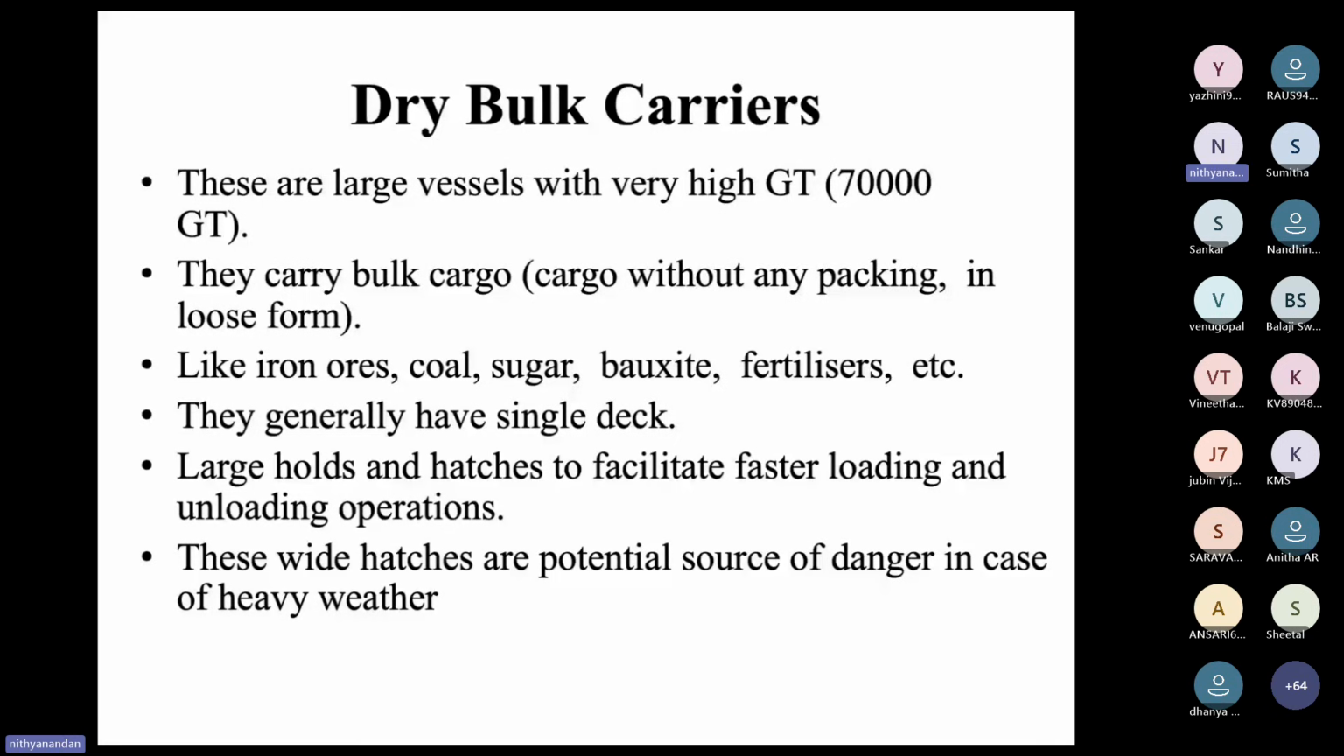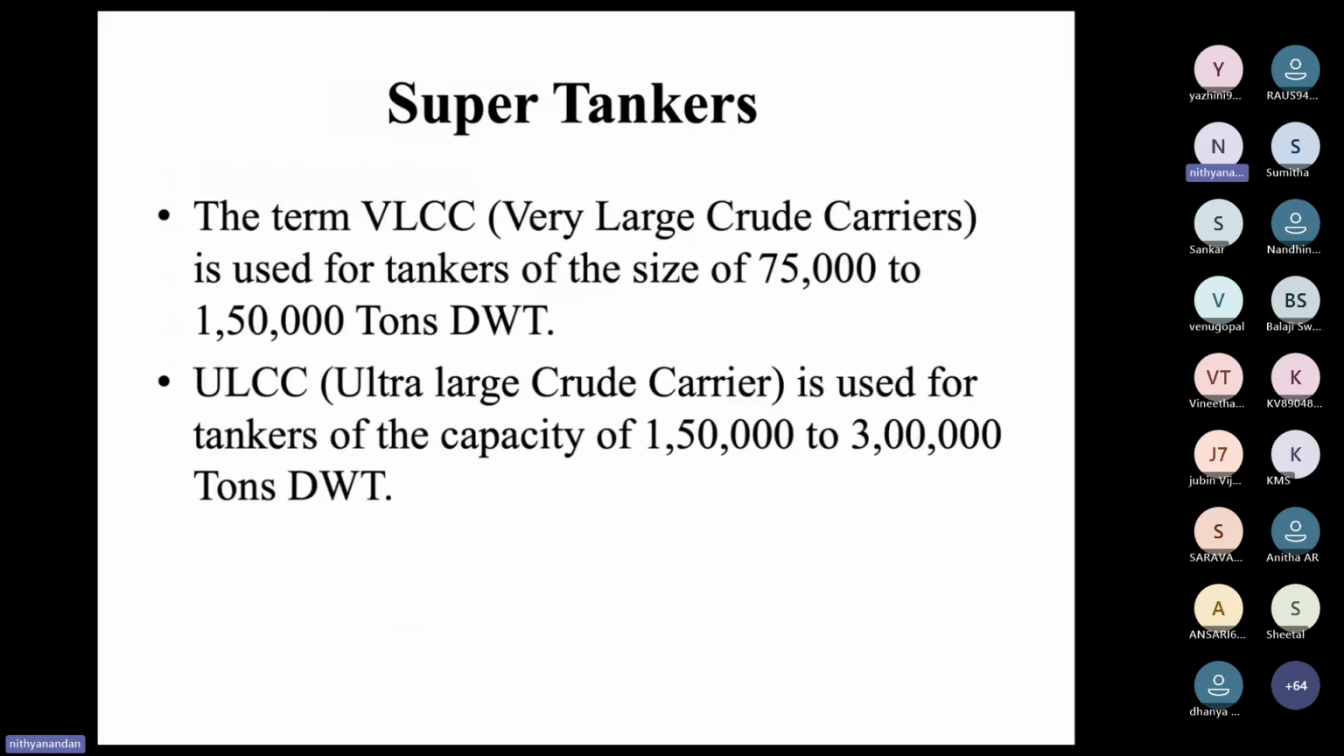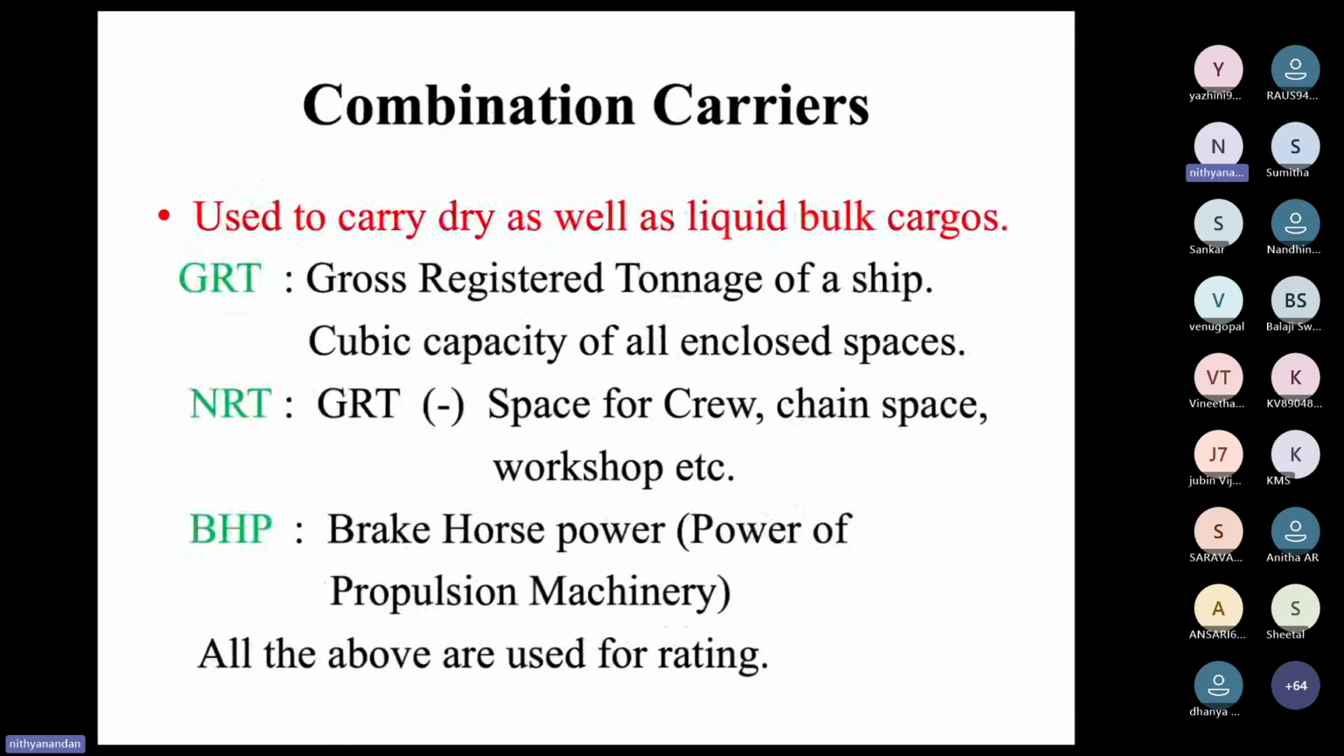Liquid bulk carriers. These carry liquids like oils and chemicals, right? The stability is more important because of the liquid moving, just like our oil tankers, which are compartmentalized. These oil carriers are also compartmentalized. These things are tankers. There are many small differences given, like super tankers, very large scale tankers like that. You just go through this. These are not that much important.